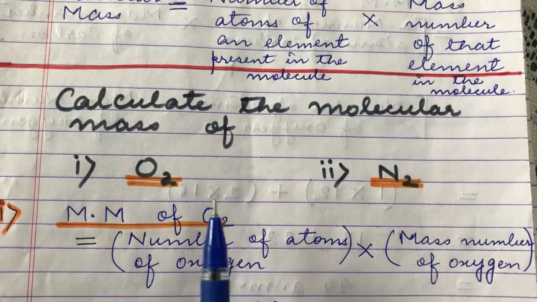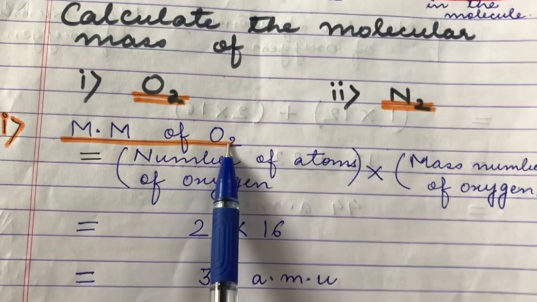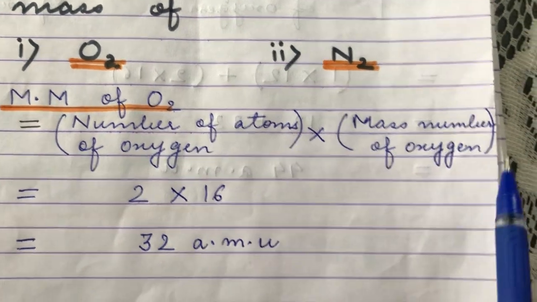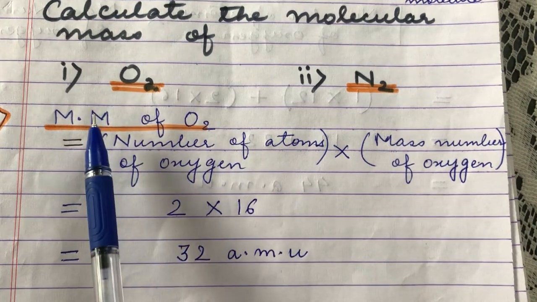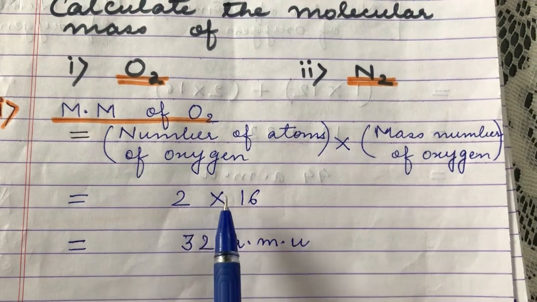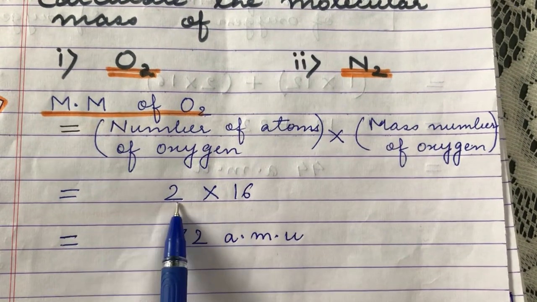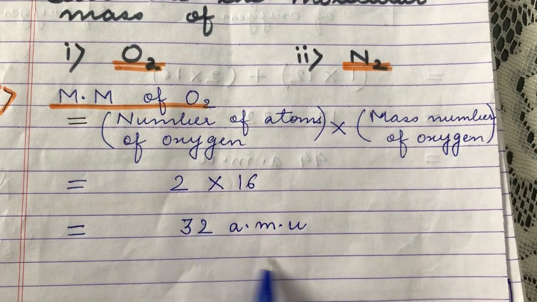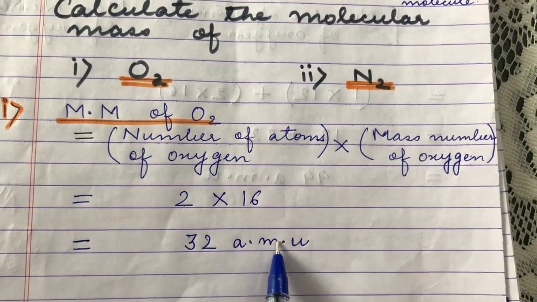So let's start by taking the simplest example, the oxygen molecule. The molecular mass of the oxygen molecule is simply calculated as the number of atoms of oxygen multiplied by the mass number of oxygen. Now, as we can see in the formula of oxygen, O2, there are 2 atoms of oxygen. So therefore, 2 multiplied by its mass number. The mass number of oxygen is 16. Therefore we multiply by 2, and the answer comes out to be 32 AMU. AMU is, children, the unit for molecular mass, that is, atomic mass unit.